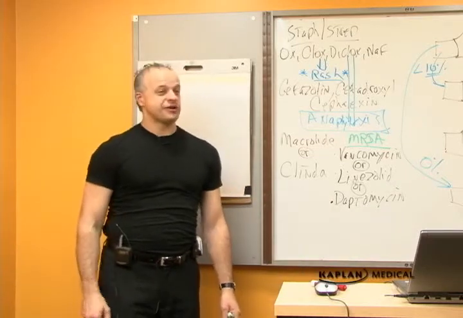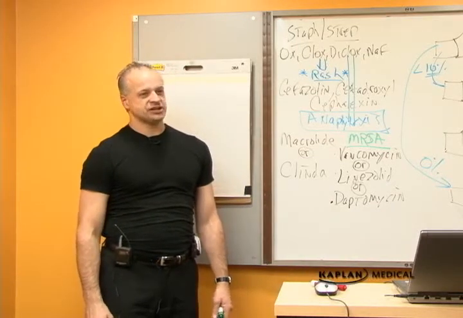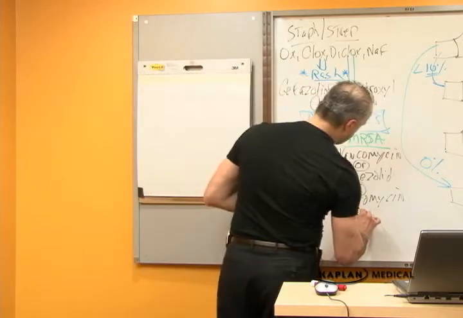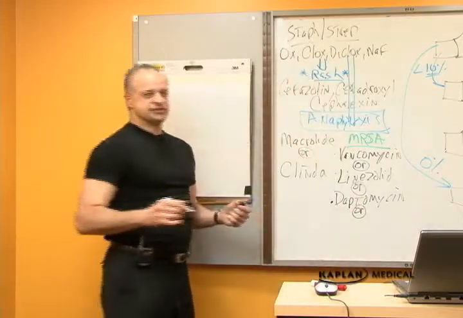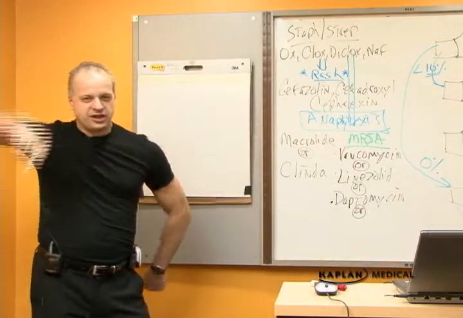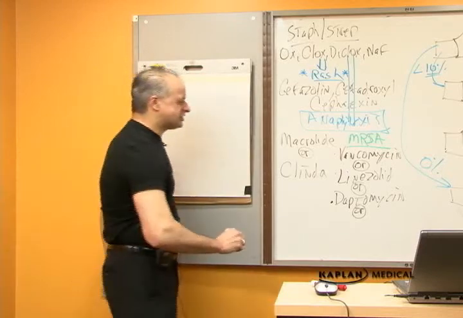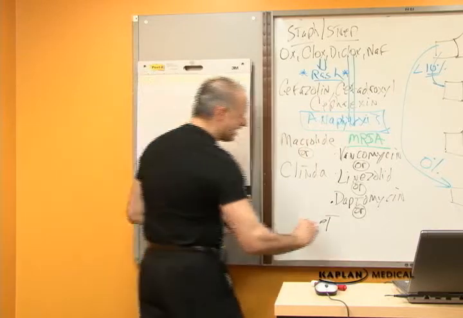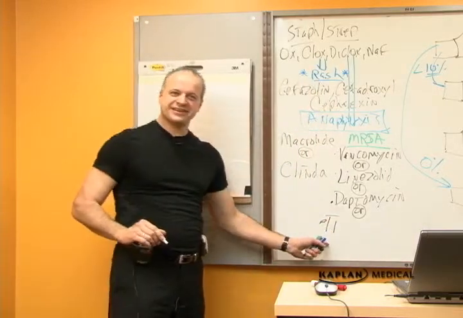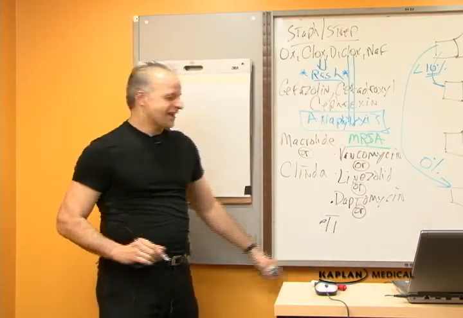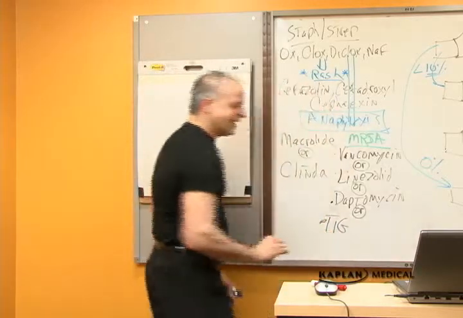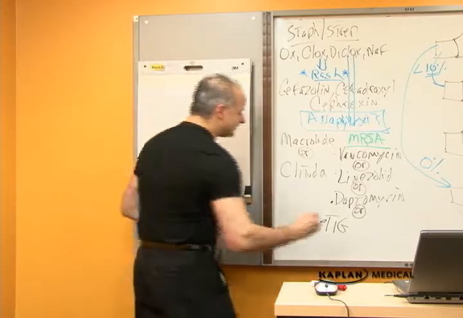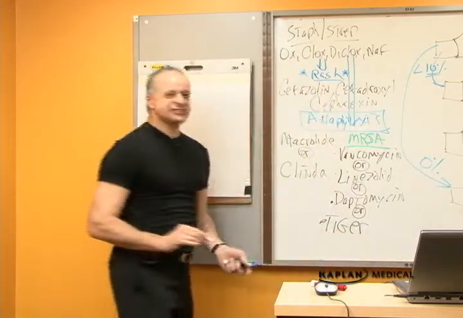Oh, I got another one for MRSA, brand new, 2.5 years. Another drug for the MRSA. Give me a T. Give me an I. Can you see this, cameraman? Give me a G. I know what you want to say. You want to say Tigger. It's like Tigger, but it's not Tigger.